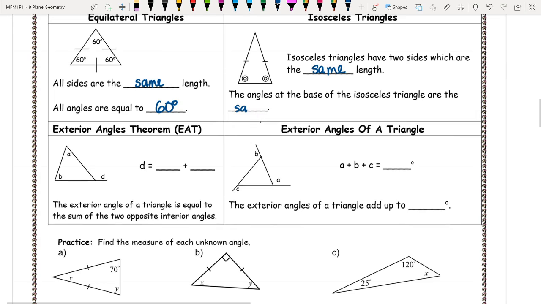Okay, so the base of the triangle is this and this right here. Okay, the base of the triangle, those sides are going to be the same.